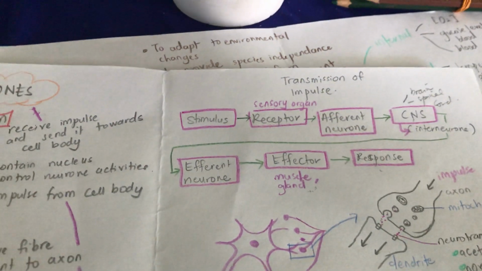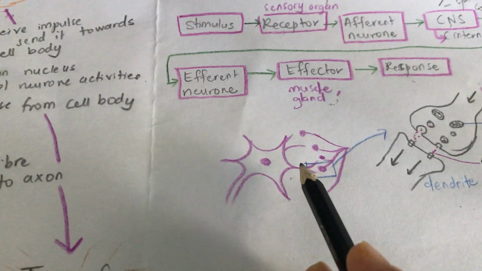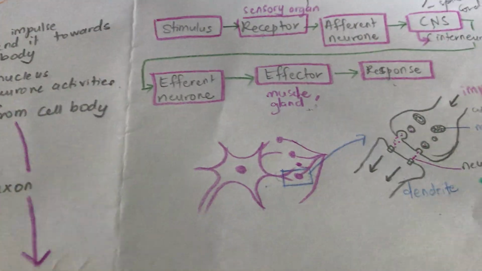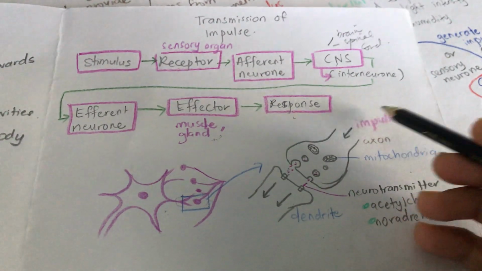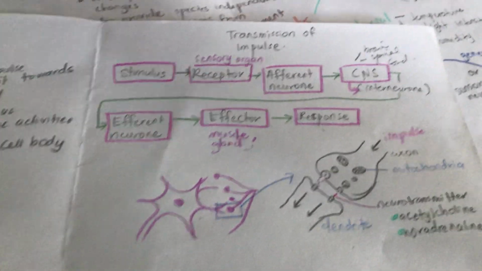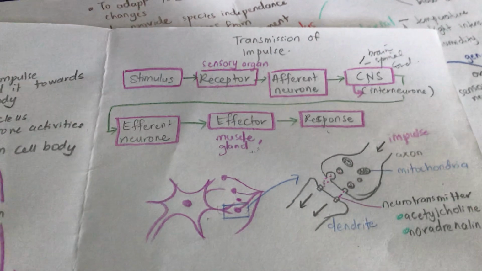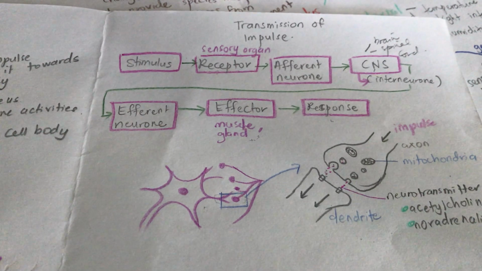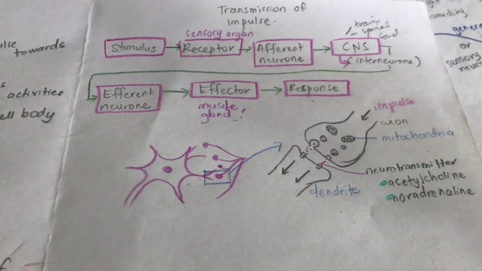Now we look at what happens in between the neurons. Okay. In between the efferent neuron and interneuron, we will find this area. We call it the synapse. Okay, what happens is the nerve impulse from the axon will be received at the end of the axon terminal. So the impulse will be changed into neurotransmitter, and this movement is in one direction.